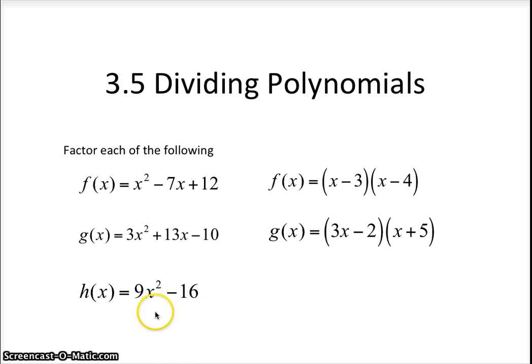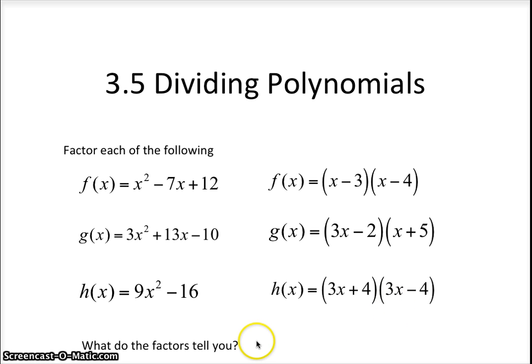And finally, h of x equals 9x squared minus 16. We've got a difference of squares because each term is a square and we're subtracting them. So we can remember our shortcut that each term will be the square roots and then different signs. So our two factors will be 3x plus 4 and 3x minus 4. So we need to think, what do the factors tell us? Our factors are each a divisor and a quotient to give us our dividend, our original polynomial.